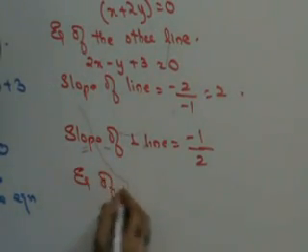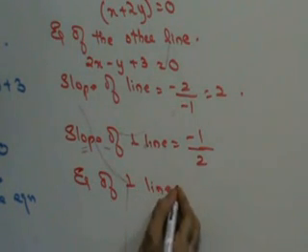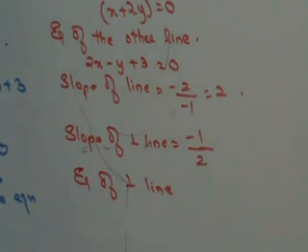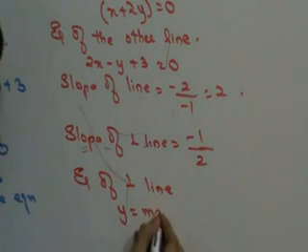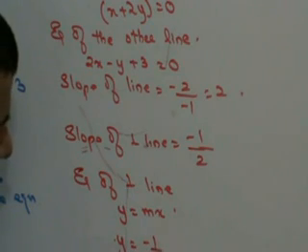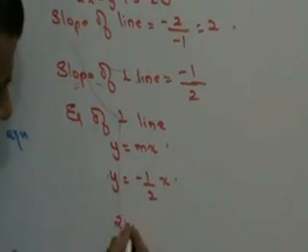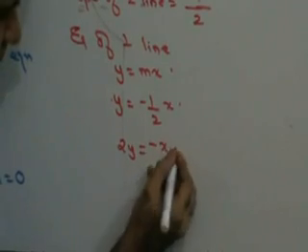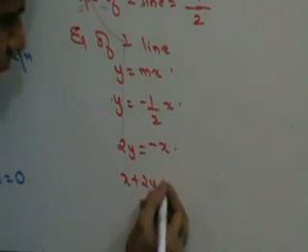Equation of the perpendicular line. The perpendicular line also passes through the origin. Therefore, equation of perpendicular line will be y is equal to mx. Y is equal to minus 1 upon 2x. 2y is equal to minus x. X plus 2y is 0.